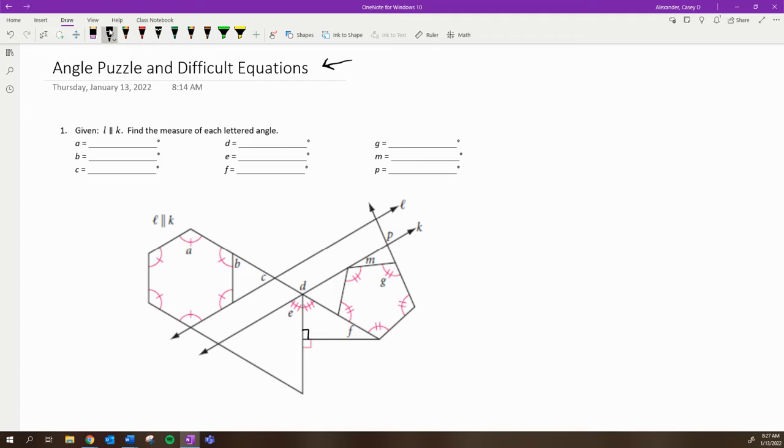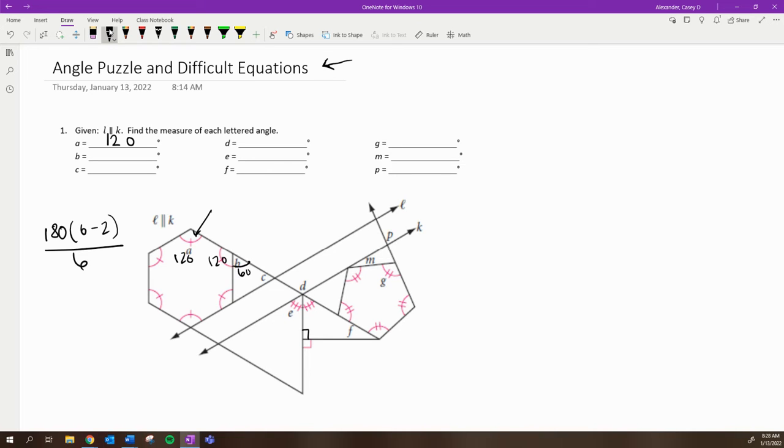I'll just go through it one by one, alphabetically. For A, I have a hexagon, and it's a regular hexagon because all of these angles are marked as congruent. Using the polygon sum theorem, it's 180 times n minus 2, where n is 6 in this case, divided by n, to calculate the value of A, and it's 120 degrees. If I know that's 120, then this is also 120.